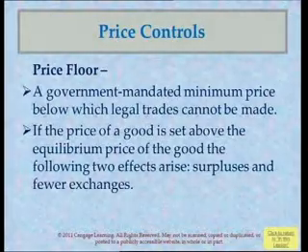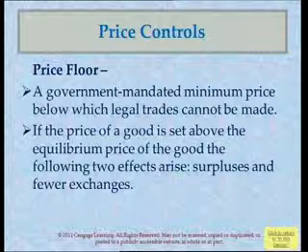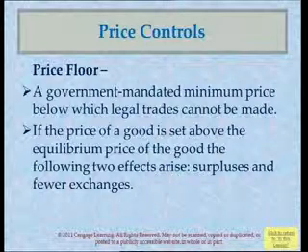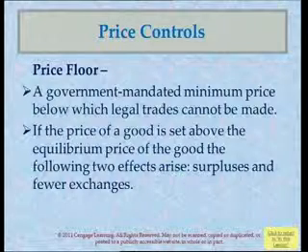So what is a price floor? It's a government mandated minimum price below which legal trades cannot be made. So if the government sets that price, it's a minimum price, and if the price is set above the equilibrium price or the equilibrium wage of that market, the following two effects arise: surpluses and fewer exchanges. So for us, it's important to ask what is the effect of a minimum wage, as an example of a price floor, in the market for unskilled labor.